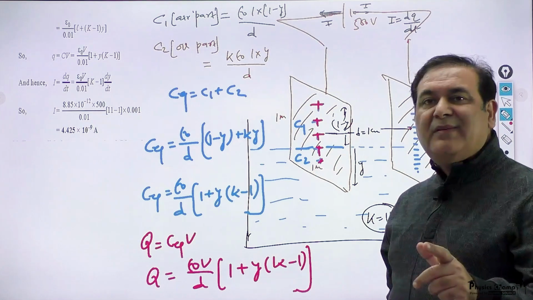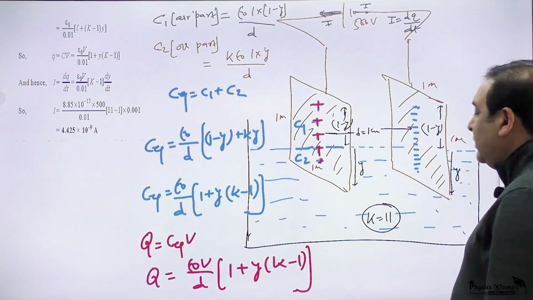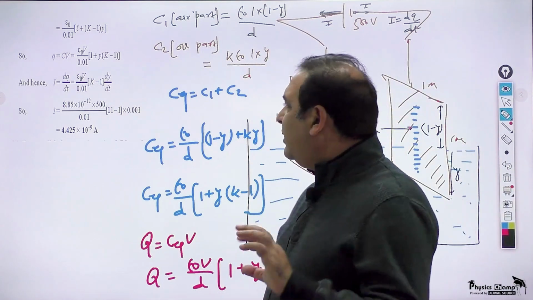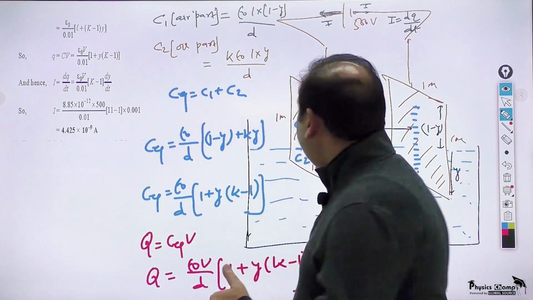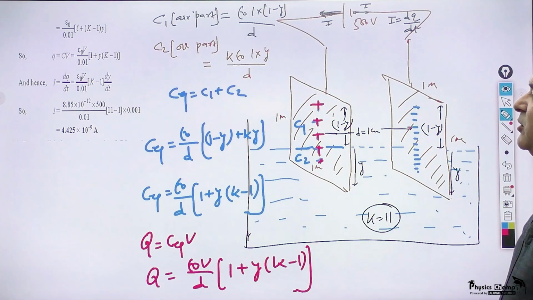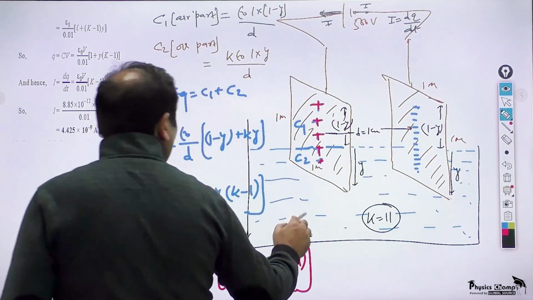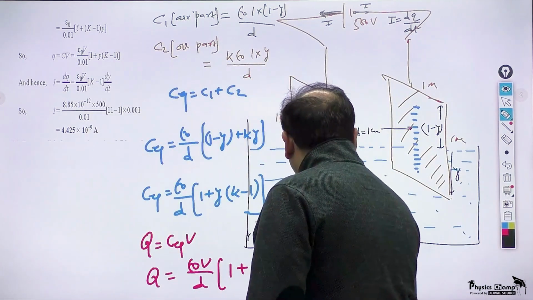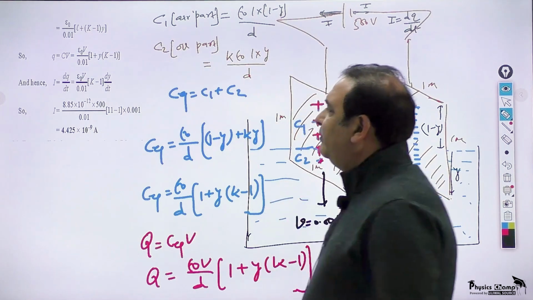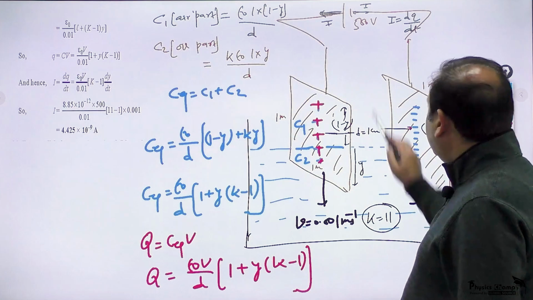But the question is, now we are close to the question. In the question we are asked, what current will be drawn if these plates are being lowered at a speed of 0.001 meter per second? So if these plates are lowered at a speed of 0.001 meter per second, then what is the current that will be drawn from the battery?